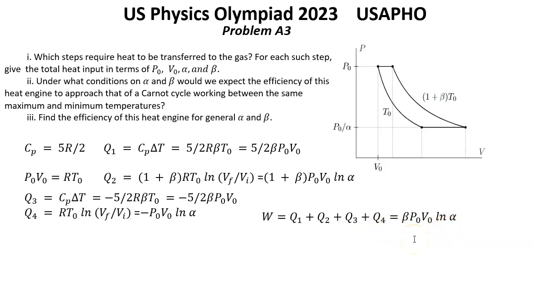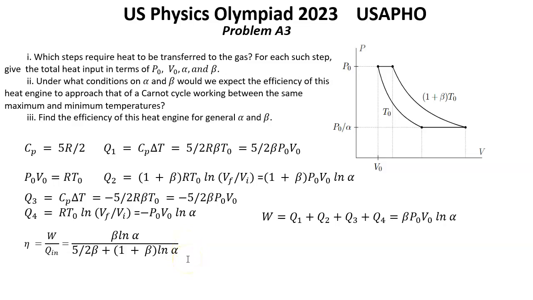And now we can count what is the efficiency for this process. That will be work done by gas over Q in. And Q in is just Q1 plus Q2. And finally we have this expression, which is the answer for question 3.